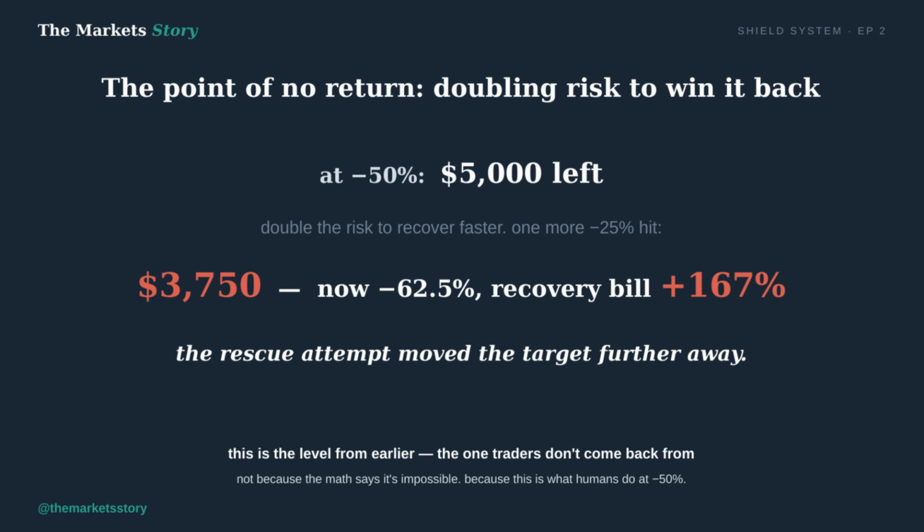Watch. At -50, $5,000 left. Double the position sizes. Take one more 25% hit. $3,750. You're now down 62.5%, and your recovery bill just jumped from 100 to 167. The rescue attempt moved the target further away. That's the death spiral, and it's a choice, not fate.